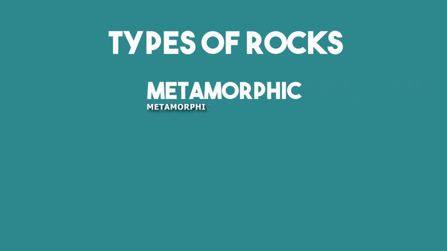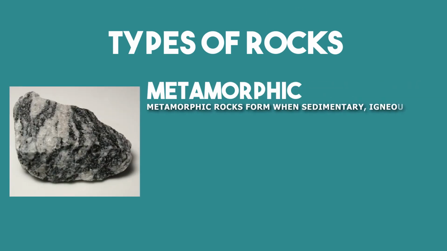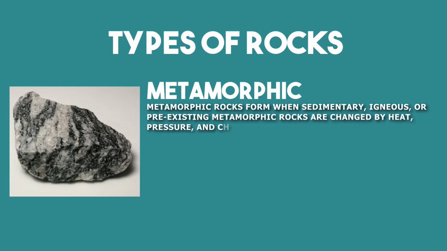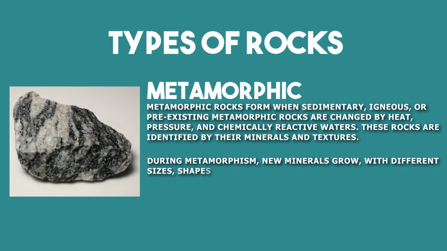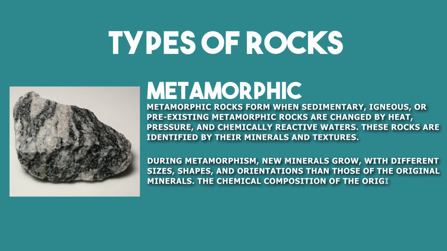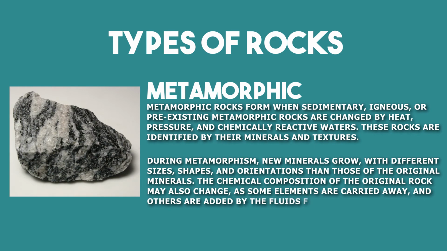So metamorphic rocks form when sedimentary, igneous, or pre-existing metamorphic rocks are changed by heat, pressure, and chemically reactive waters. These rocks are identified by their minerals and textures. So during metamorphism, new minerals grow with different sizes, shapes, and orientations than those of the original minerals. The chemical composition of the original rock may also change as some elements are carried away and others are added by the fluids flowing. So let's look at some types of metamorphic rocks.